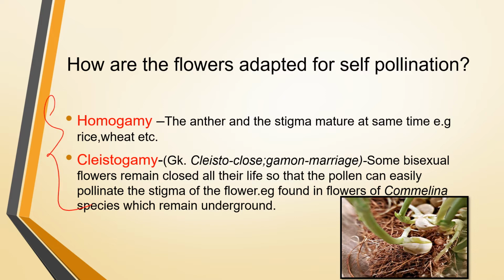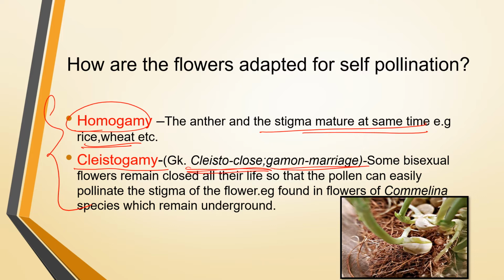You just go through it, that homogamy, when this happens, when the anther and the stigma mature at the same time. Mainly this happens in rice and wheat. So the anther and the stigma of the flowers are maturing at the same time. This is called homogamy. And what is the next one? It is called cleistogamy. What is that? Now cleisto means close and gamon means marriage.